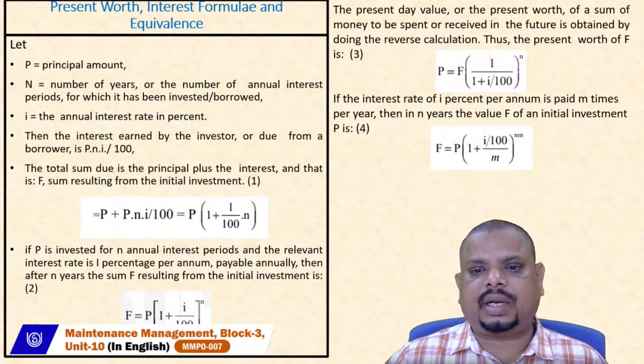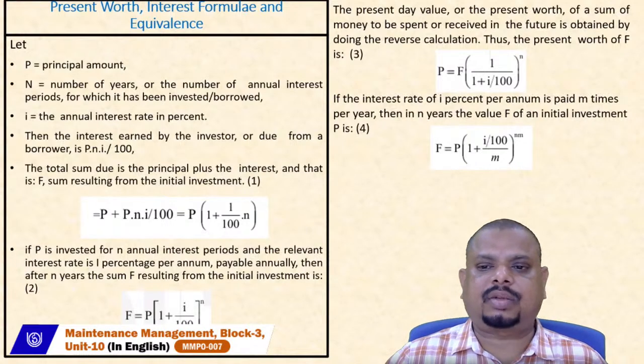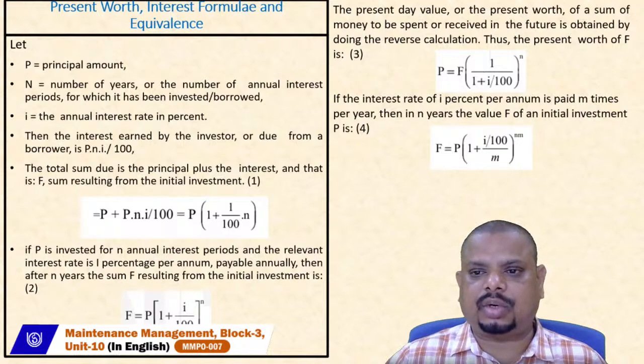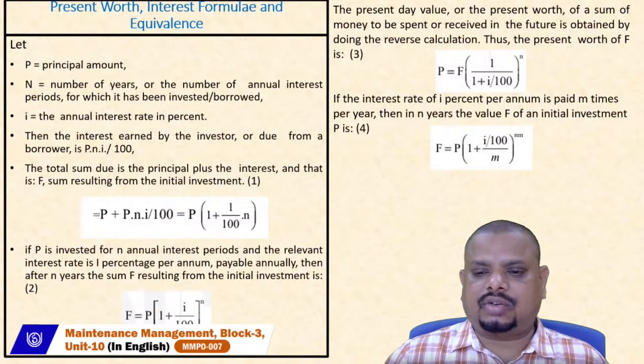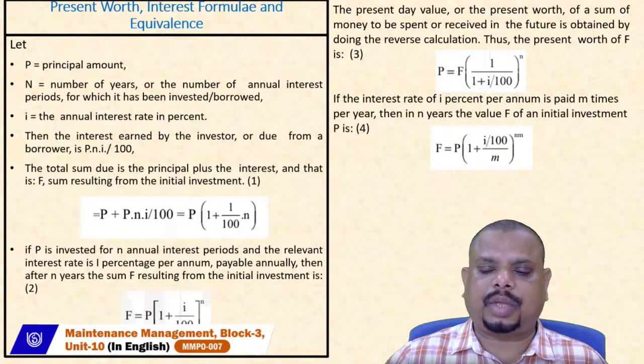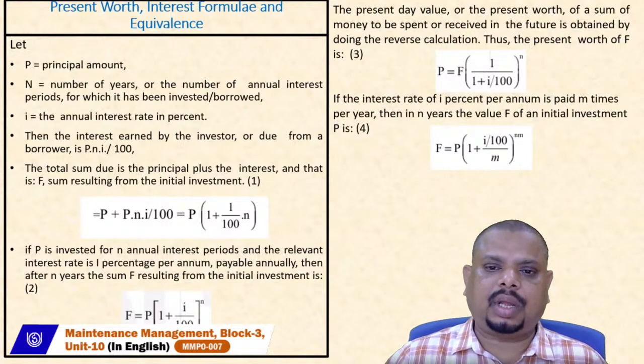Then if the interest rate of I% per annum is paid m times per year, then after n years the value of that, known as the present worth of an initial investment P, can be expressed mathematically as F equals P, the principal amount, into (1 plus I divided by 100 divided by m) to the power n into m. Here n is the number of years and m is the number of times per year.